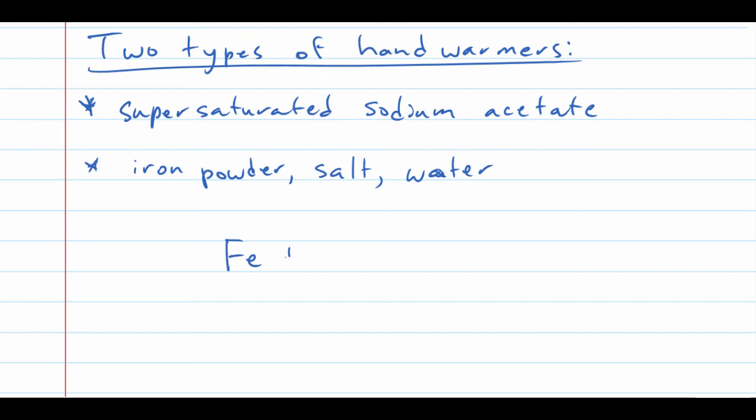The process of rusting is iron reacting with oxygen to produce iron oxide. And the oxide that's produced is actually iron-3 oxide. But this is what actually happens in the process of rusting. It's basically iron reacting with oxygen to produce iron-3 oxide. And of course, if we balance the equation, it looks like this.